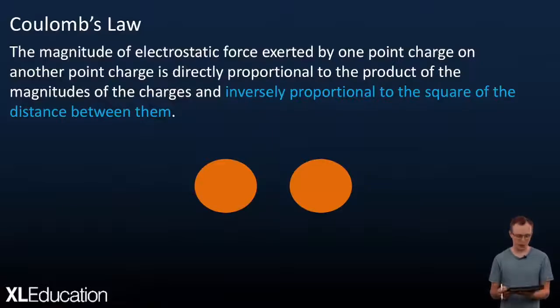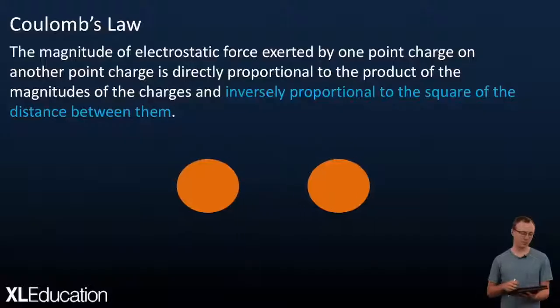If you increase the distance between them by a factor of 2, you decrease the force between them by a factor of 4, because it's a squared relationship. If you increase the distance between them by a factor of 3, you decrease the force between them by a factor of 9. So the further you move these things apart, the force drops very, very quickly because it is a squared relationship.